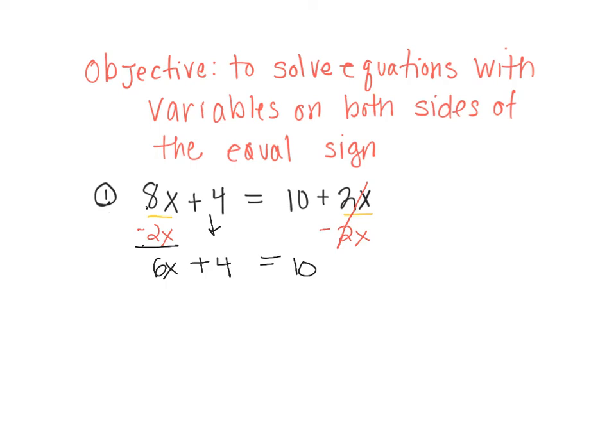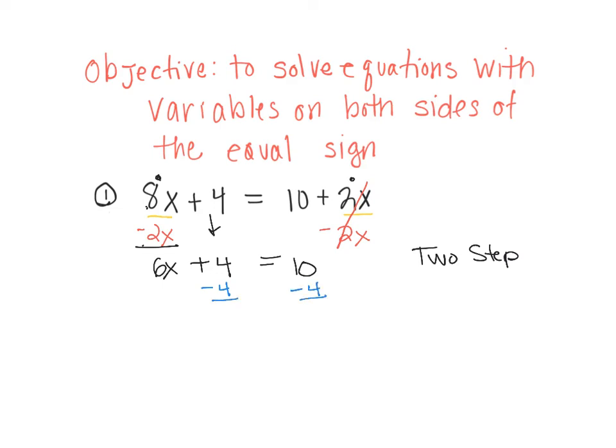And so what I've done is I've taken those variables where we had some here with the 8x and some here with the 2x, and I've moved it all to one side of the equation. And what I have created now is a two-step equation. So I'm going to work on isolating the variable. I'm going to take this plus 4 and work with the inverse operation to subtract 4.